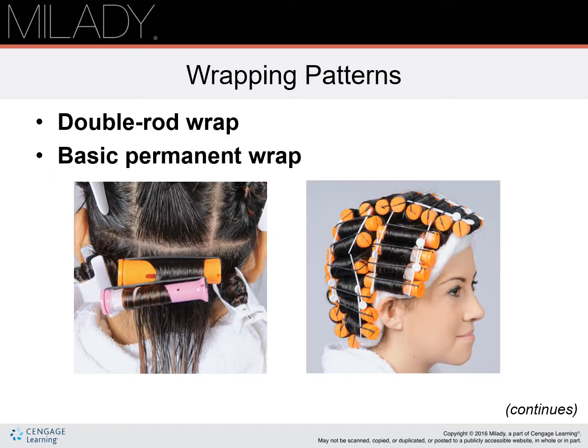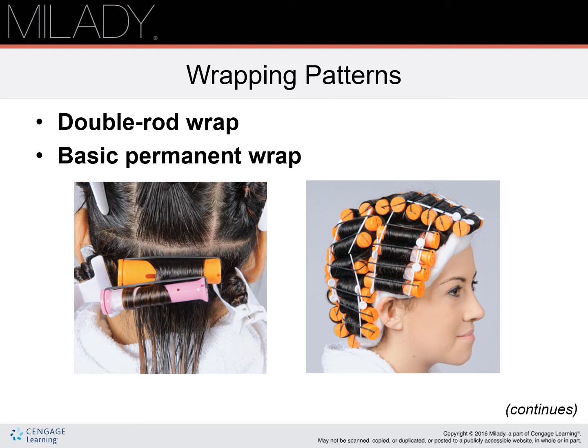Okay. Let's talk about wrapping patterns. Wrapping patterns and different types of rods are combined to create a wide variety of specialized perm wraps, thus providing an unlimited array of styling options. Your book covers a few of these wrapping patterns. There is an unlimited amount of wrapping patterns. You can even create your own.